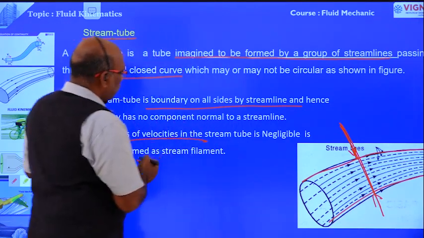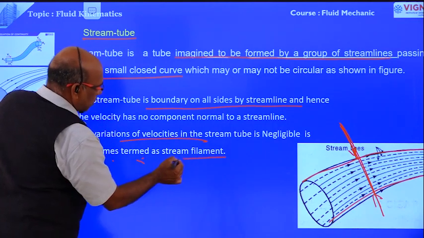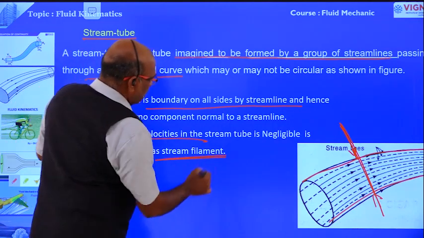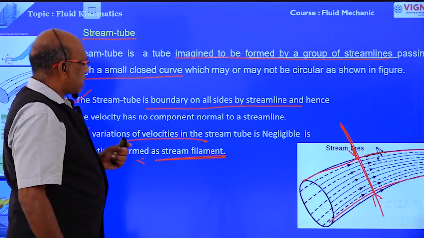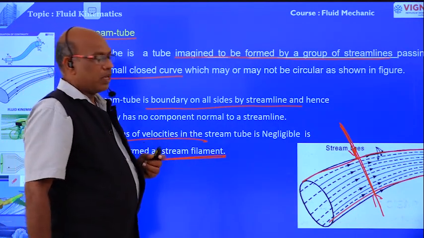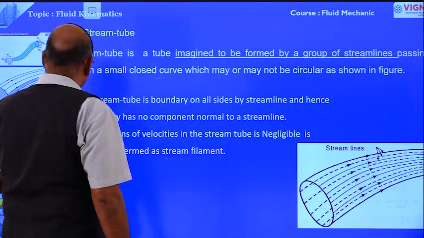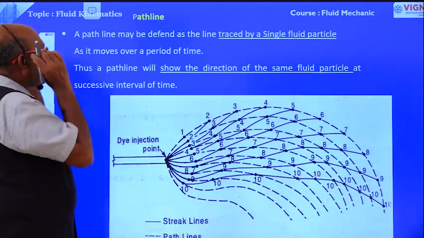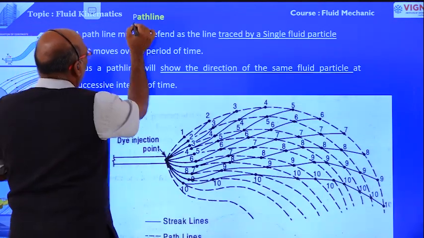Therefore, this stream tube is also termed as a stream filament. Stream tube is also termed as stream filament, right? This is about stream tube. Right, next one, this is the path line.